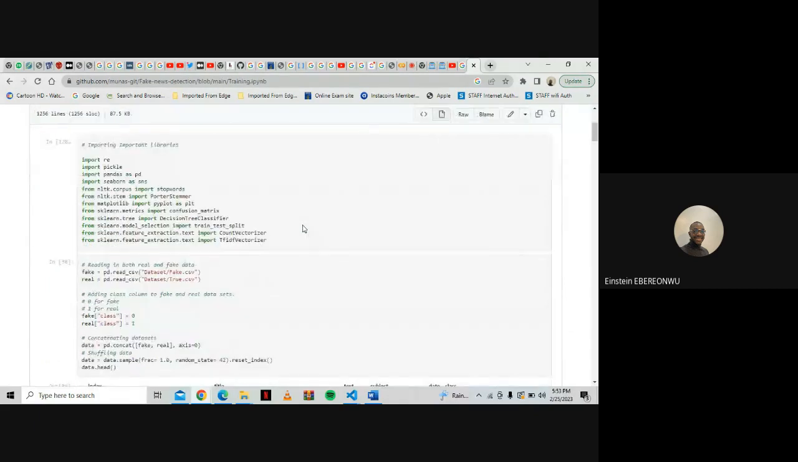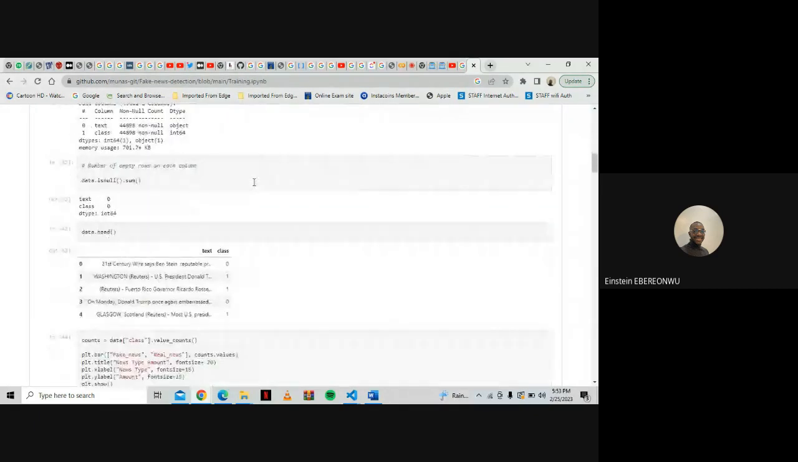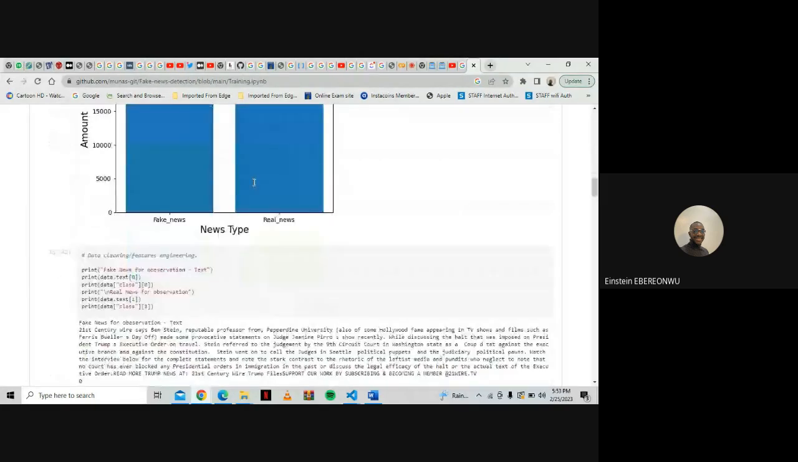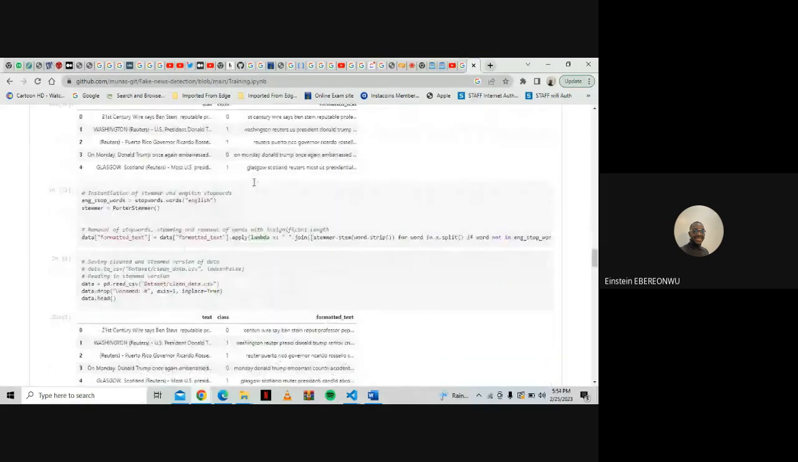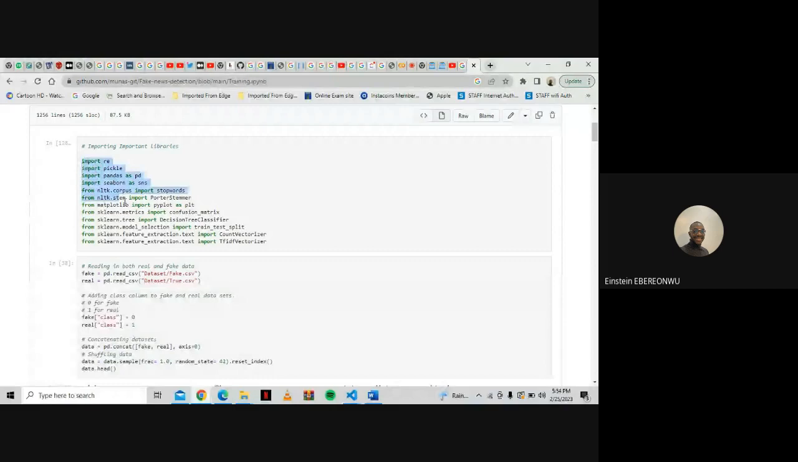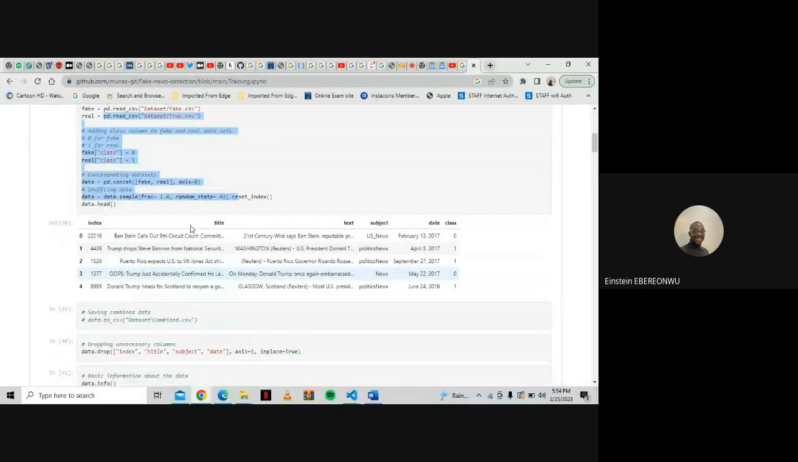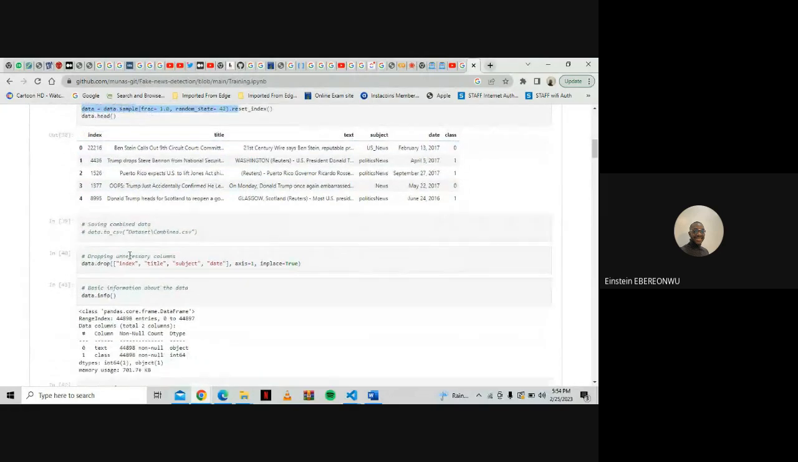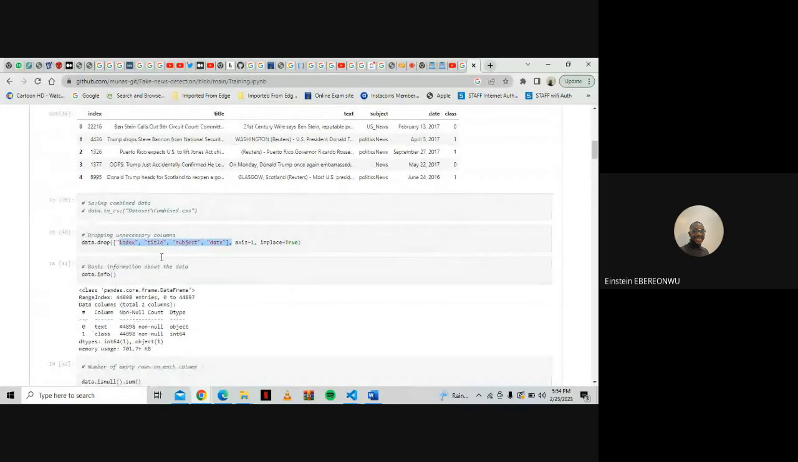All right. So this is the basic structure of a data science project. It goes from loading in your data. I imported all the libraries I require for this project. It goes from loading your data to analyzing your data. You see, I'm dropping out unnecessary columns because these columns are not necessary for us to detect if news is fake or not. You don't need something like the index.